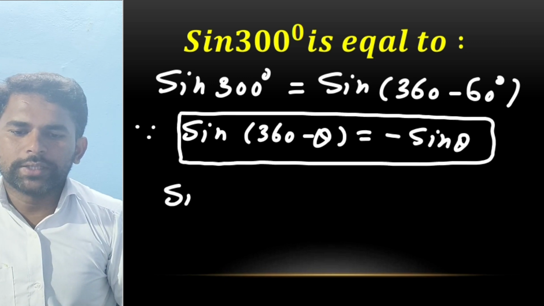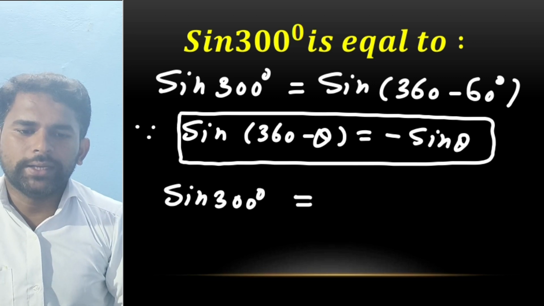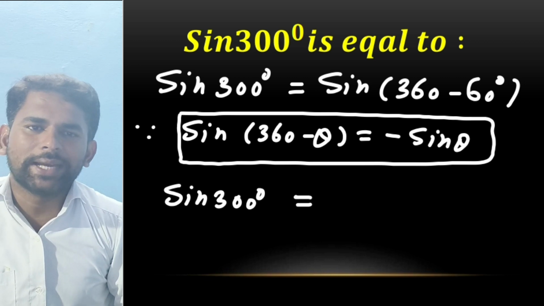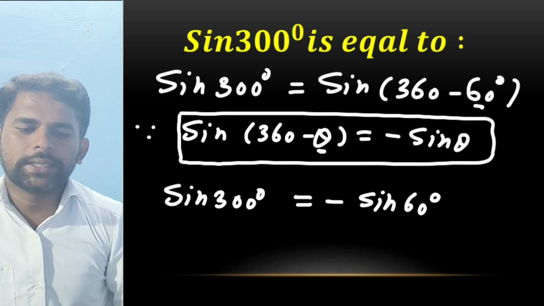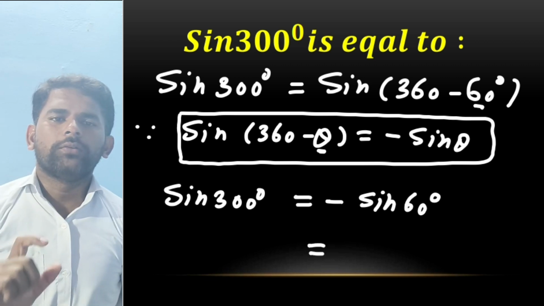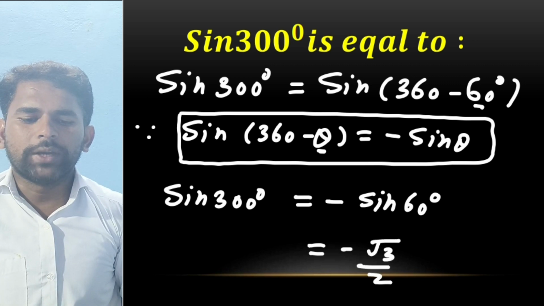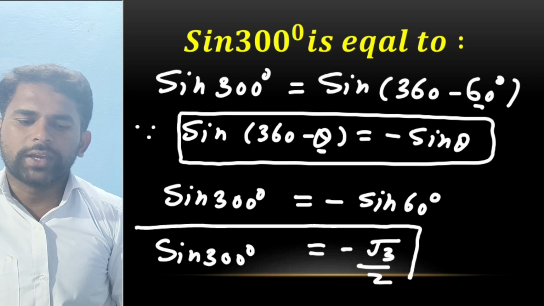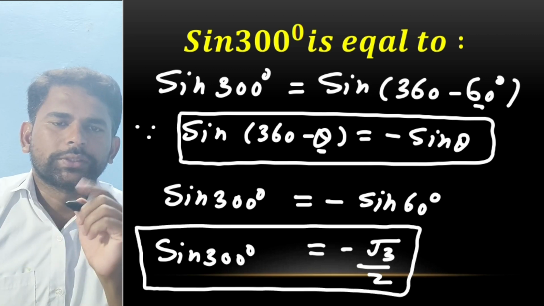So you can write sine 300 degree is equal to sine of 360 minus 60 degree, having 360 minus theta. In place of theta here we have 60 degree, so you can write minus of sine 60 degree. Then what is the value of sine 60 degree? It has the value root 3 by 2. So this is the final answer of sine 300 degree. Okay, so this is the first question.